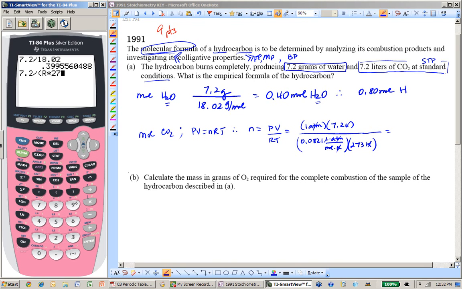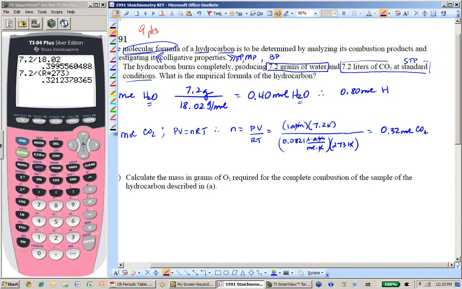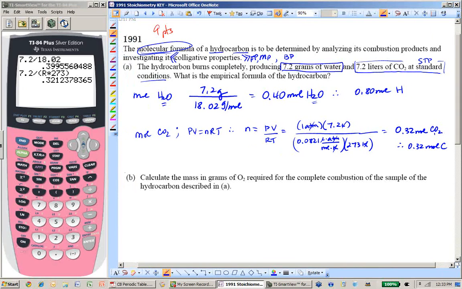If you skipped through some of the first part of this to get to this problem, and you're wondering, alpha R, what are you talking about? Type in 0.0821, use your store button, then type alpha and the R that's above the multiplication sign, and enter to store that constant in your calculator so you don't have to keep typing it in. More importantly, you don't risk mistyping it. So we come out with 0.32 moles of CO2. Therefore, there's only a 1 there, so 0.32 moles of carbon.